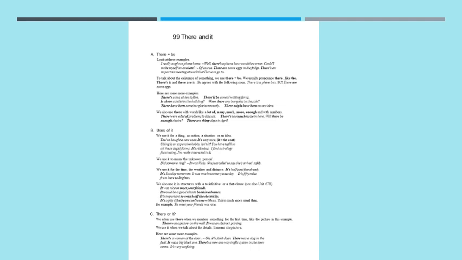There's a woman at the door. Now they are talking about the woman for the first time. That is why they have used there here. Oh, it's Aunt Yun. There was a dog in the field. It was a big black one. So it refers to the same dog that they have introduced in the first place.